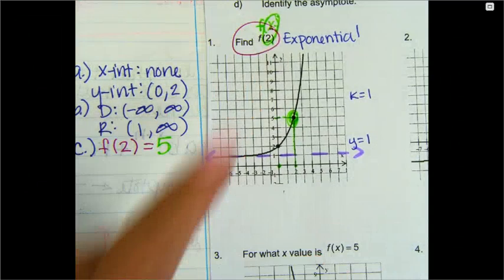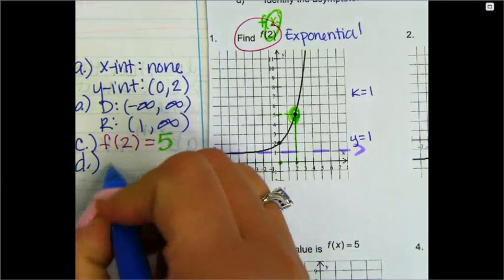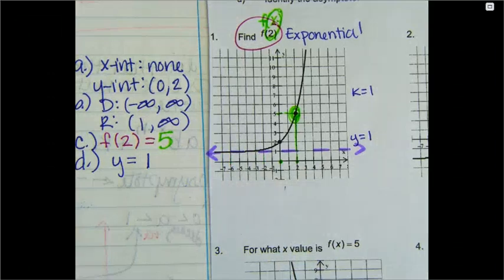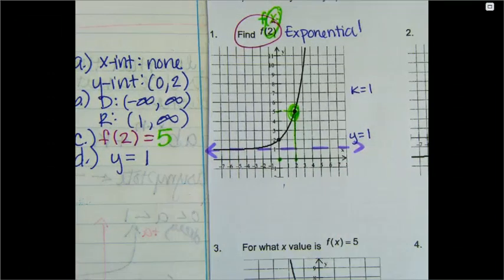Last, letter D, identify the asymptote. Oh, wait, we already did that, didn't we? So we can say the asymptote is y equals... What is it? 1. It's kind of the first thing I did.